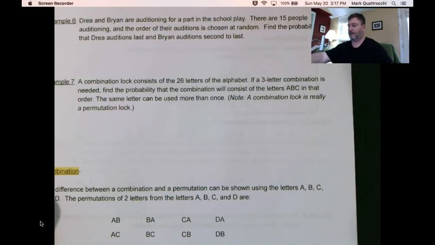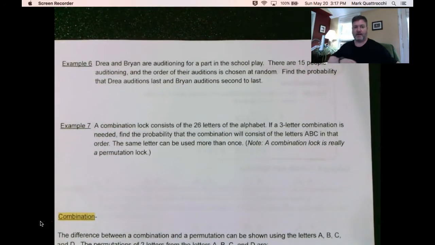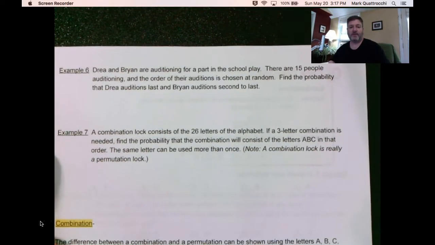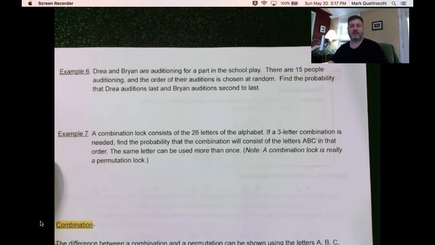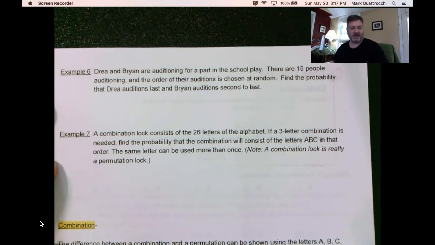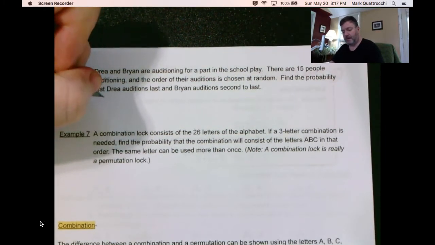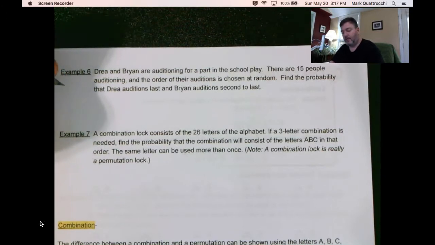Okay, example 6. Drea and Brian are auditioning for a part in the school play. There are 15 people auditioning. The order of their auditions is chosen at random. Find the probability that Drea auditions last and Brian auditions second to last. So there are 15 people in the play. So how many different ways can we choose 15 people if order matters?